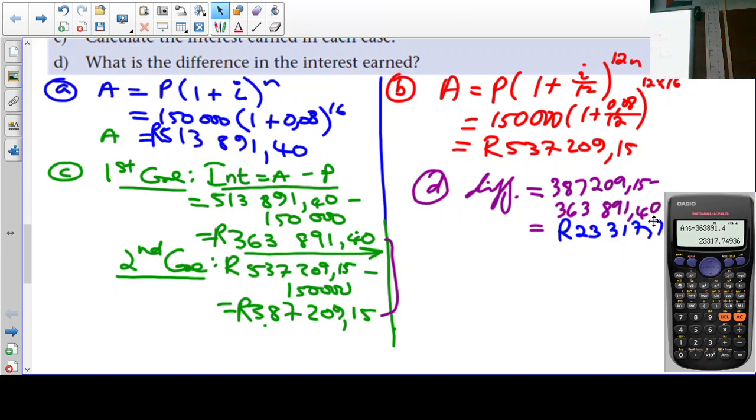Just by compounding the same amount over the same time period, the only difference is the compounding is taken more often. So the extra amount that you get, calculated in D, is 23,317 rand and 75 cents.